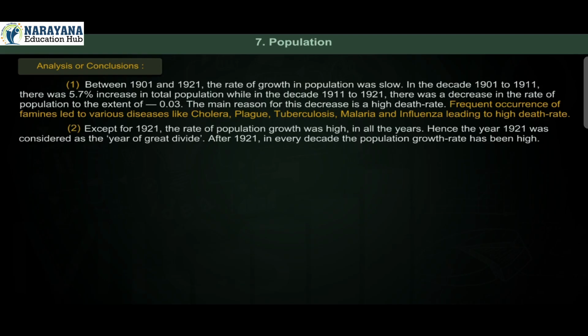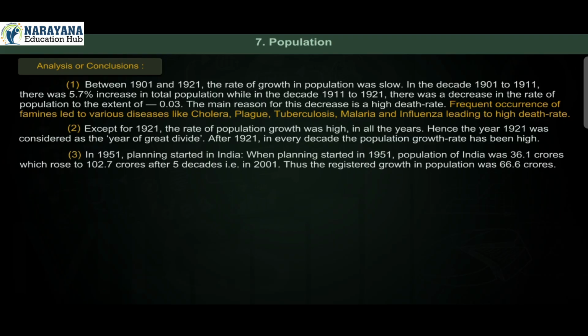Second, except for 1921, the rate of population growth was high in all the years, hence the year 1921 was considered as the year of Great Divide. After 1921, in every decade, the population growth rate has been high. Third, in 1951, planning started in India. When planning started in 1951, the population of India was 36.1 crores, which rose to 102.7 crores after 5 decades, that is, in 2001. Thus, the registered growth in population was 66.6 crores.